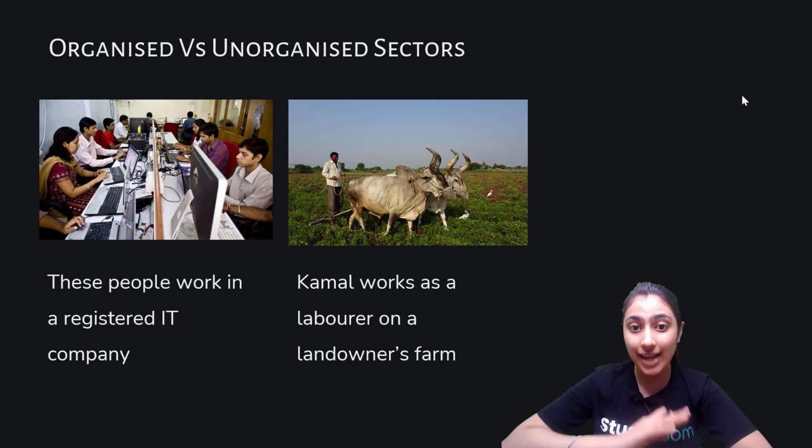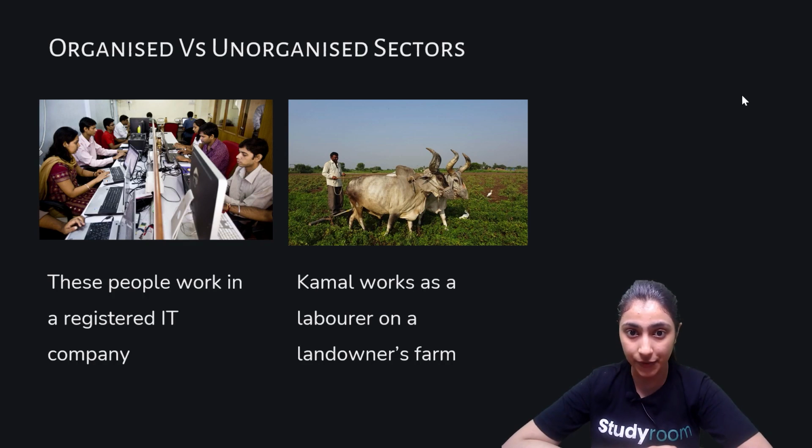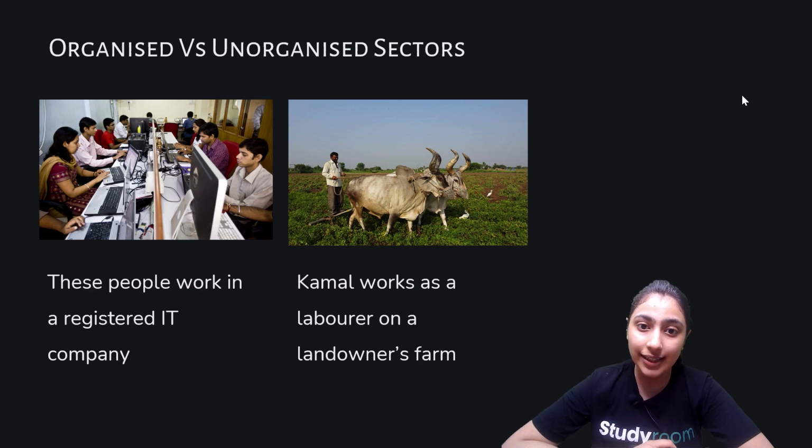Being familiar with the examples of organized and unorganized sector. In organized sector, it says these people work in a registered IT firm, and under unorganized sector, it says Kamal works as a laborer on a landowner's farm. The one thing that's pretty clear just by looking at these examples is that there is job security for the people who work in organized sector as compared to Kamal who works under unorganized sector. Kamal here is not just denoting Kamal, instead, he is denoting all the laborers, agricultural laborers, landless laborers, farmers.